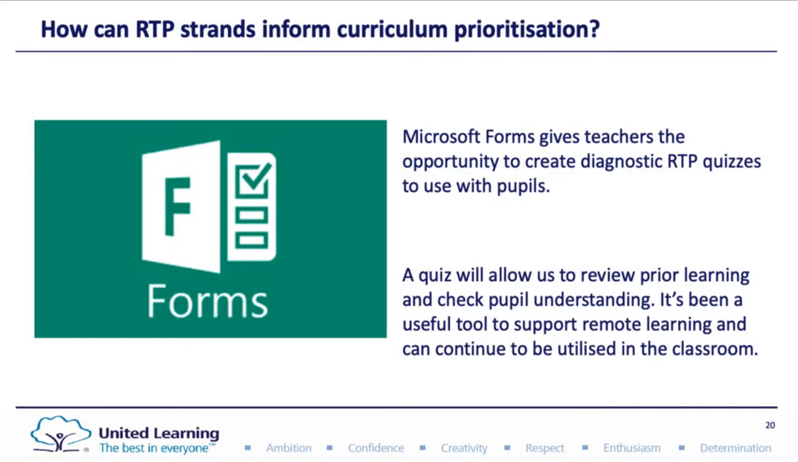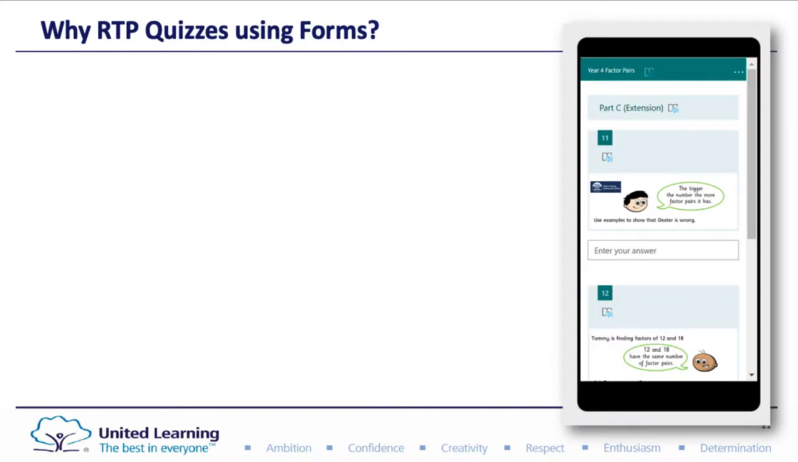And then using Microsoft Forms can be a really good way to create your own diagnostic RTP quizzes and use them with pupils, because it allows you to review prior learning and check their understanding. So it's a useful tool to support remote learning and can continue to be utilised in the classroom as well, as they do at Avonwood.